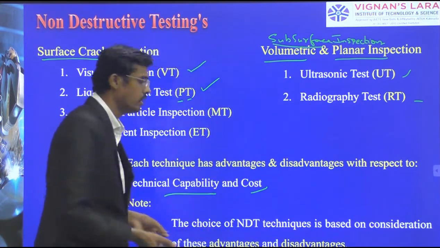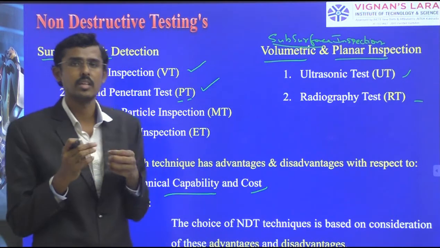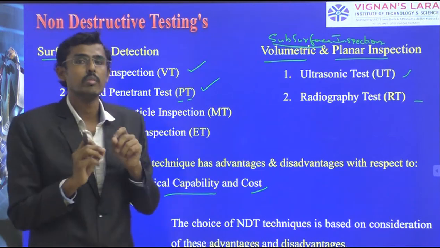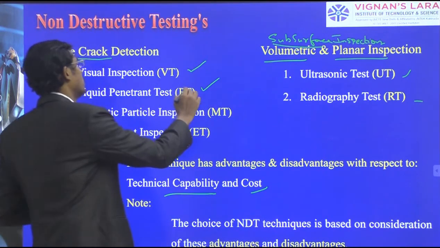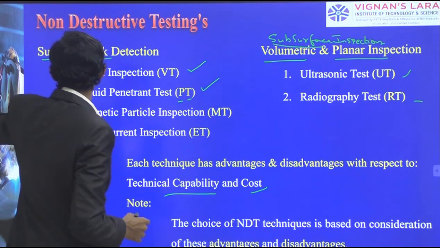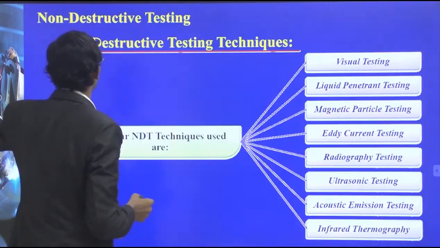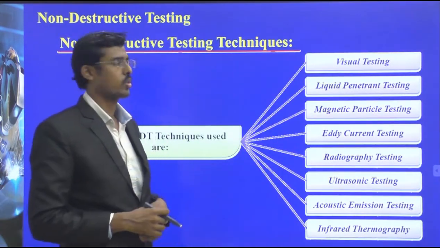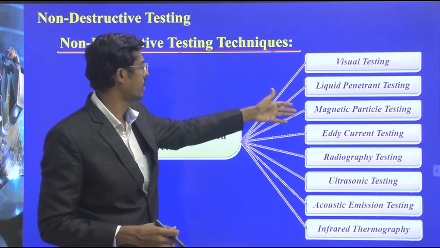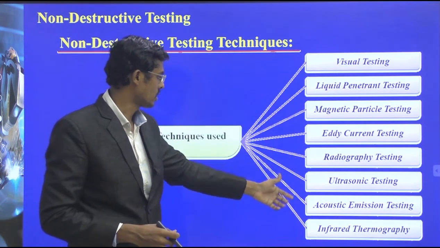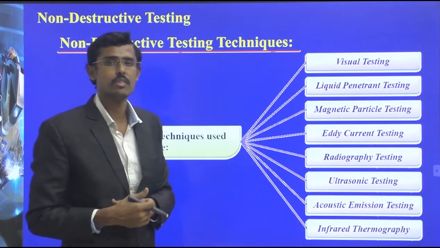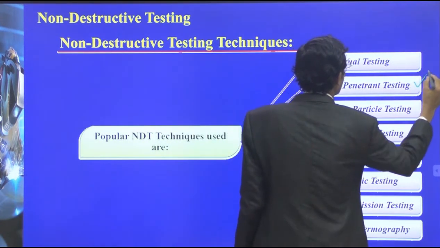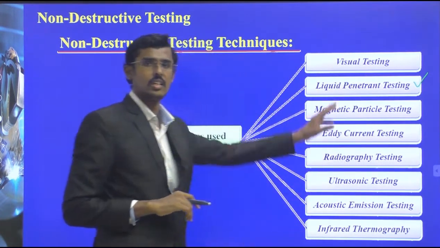Likewise, we have to choose the NDT technique based on availability and the complexity of what we are going to inspect. So as of now, we will enter into the penetrant test. Out of all these methods, visual, liquid, magnetic, eddy current, radiographic, ultrasonic, acoustic, and infrared thermography, we are going to see the liquid penetrant test now.